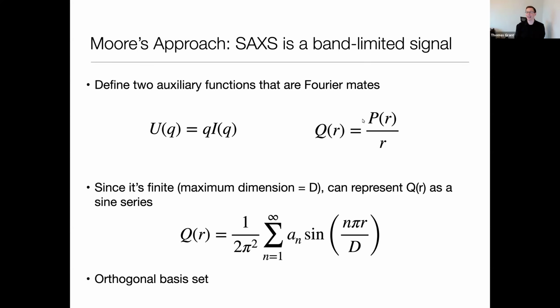And the advantage of this is now U of Q and Q of R are Fourier mates. An advantage of the sine series also is that this is an orthogonal basis set, which means that we have independent information from each one of these terms in the series.